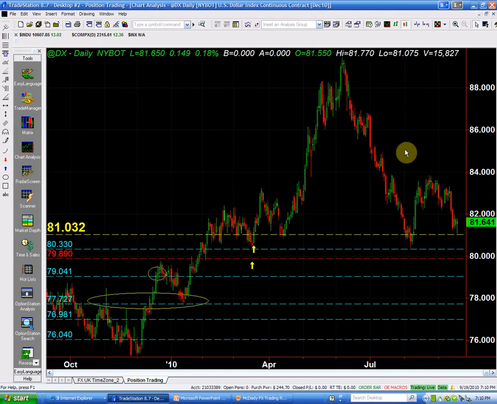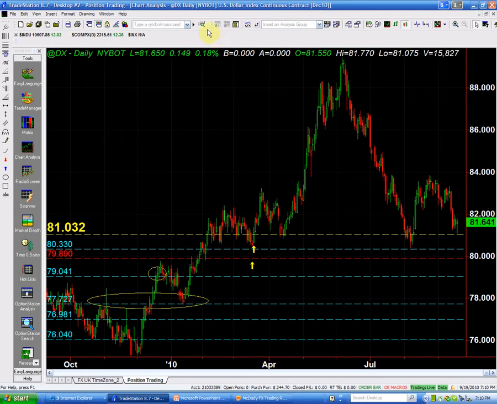You can see how long or how good the 81 has held, and we have bounced above it. This here is a buy signal for the US dollar. So we do have a buy signal for the US dollar, and it has also bounced above the 81.03, so that is a good sign.